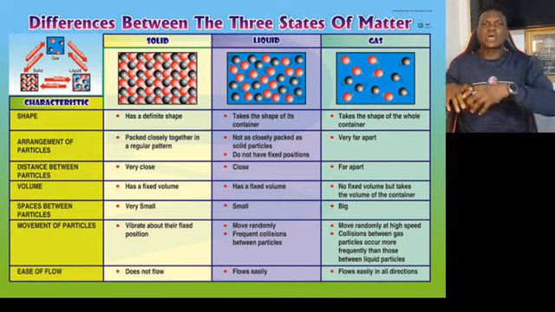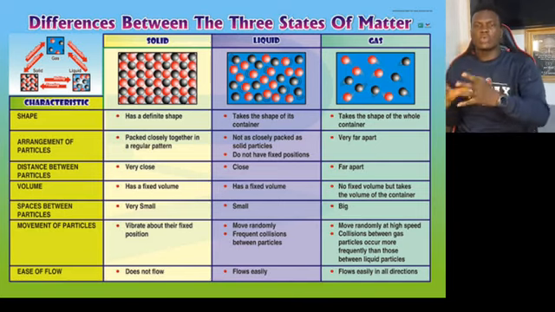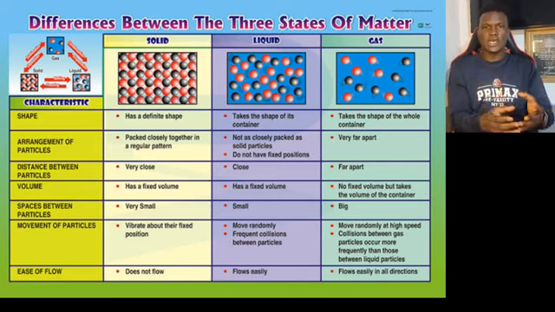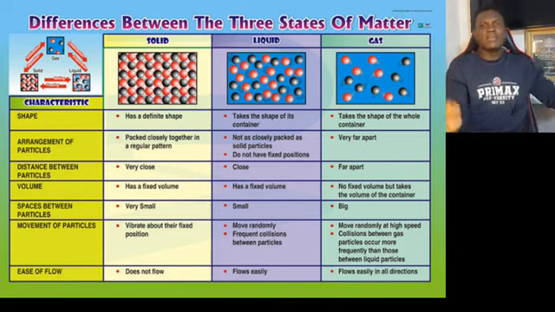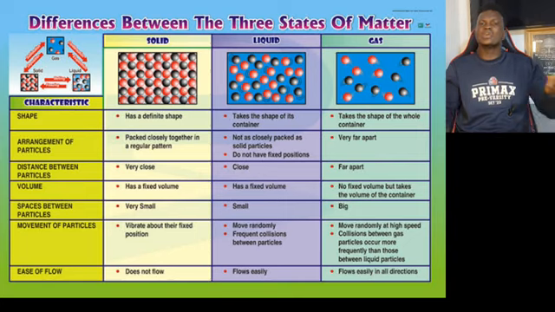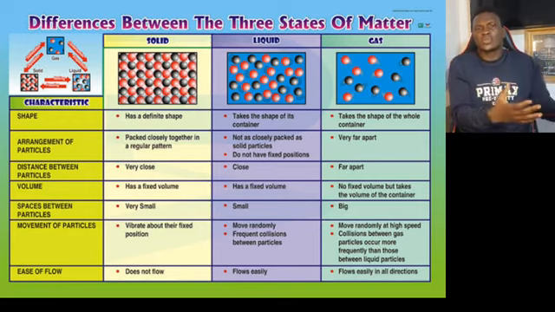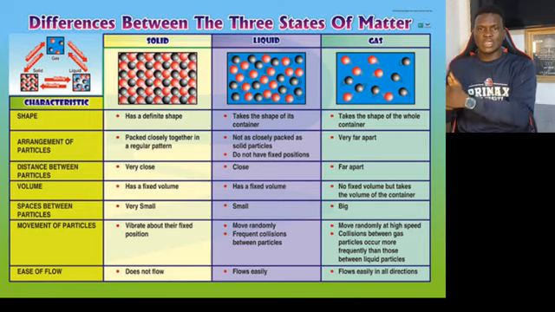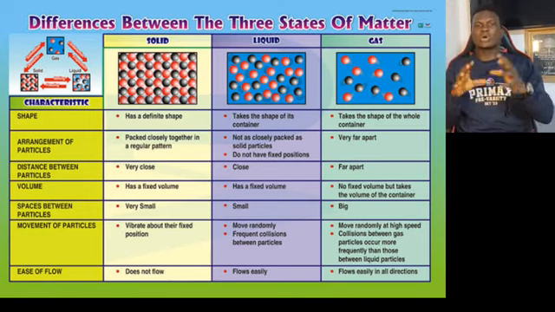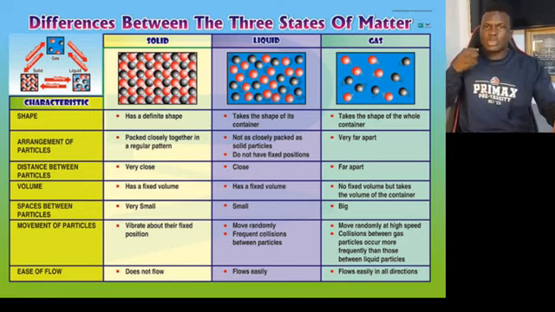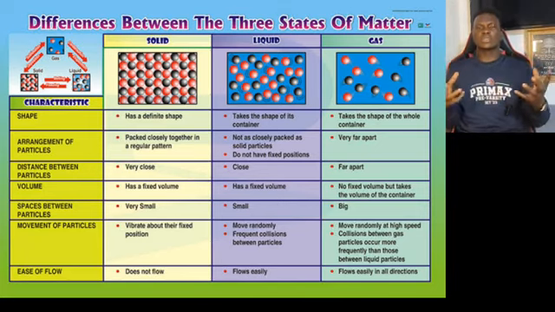So solids usually have a fixed shape, while liquids take the shape of the container, but gases occupy every available space they have. Solids have a fixed volume, liquids have a fixed volume, but gases do not really have a fixed volume. Solids cannot be compressed, liquids cannot be compressed, but gases can be compressed. So that is what we're trying to talk about.